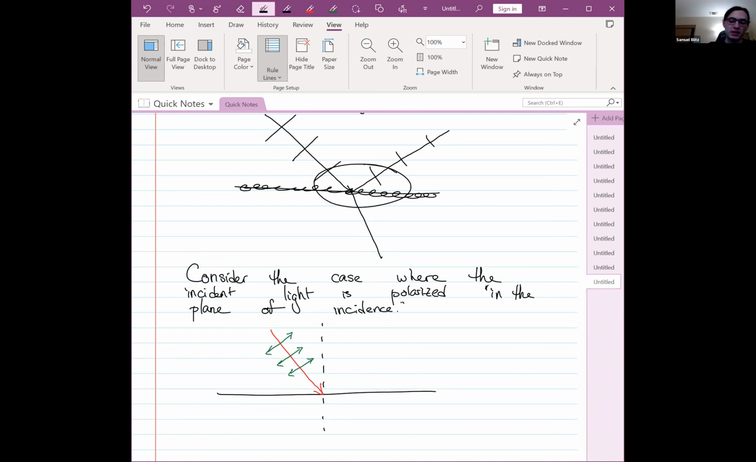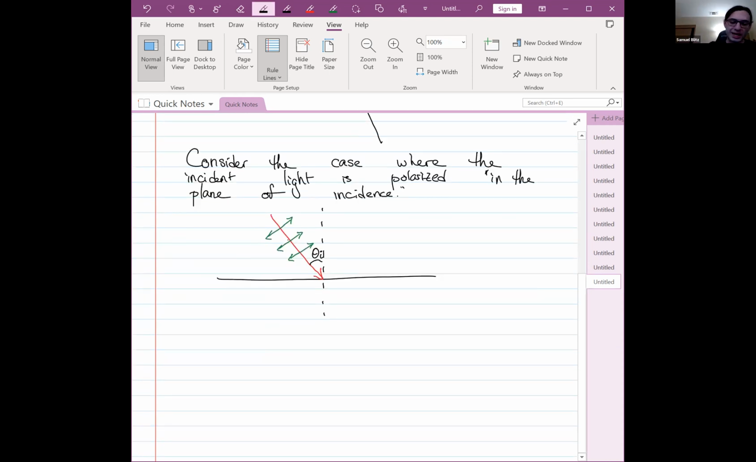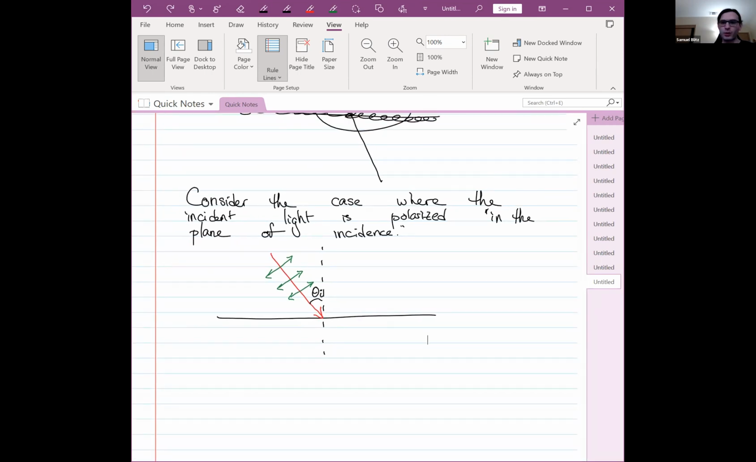And what in the plane of incidence means is that the polarization lies in this plane that we've drawn. If you take two lines, you can draw a plane between them. We just want the direction of polarization to also be on that plane, rather than going in and out of the screen. This is the easiest one to draw, and it's the easiest one to justify. So this is the one that we're going to start with.